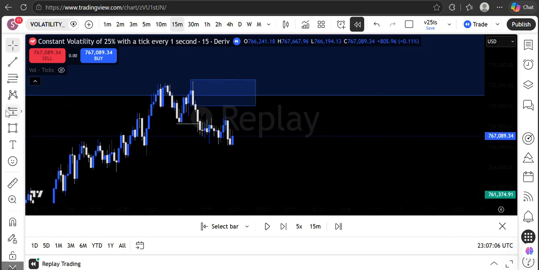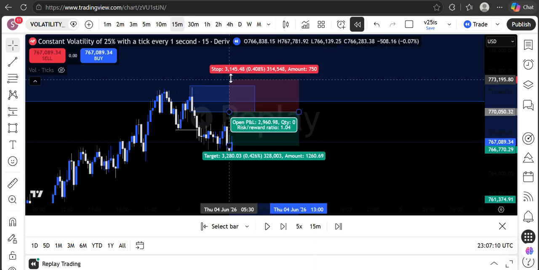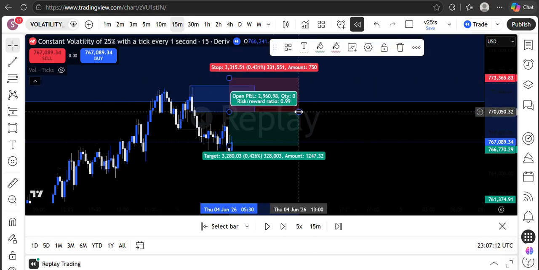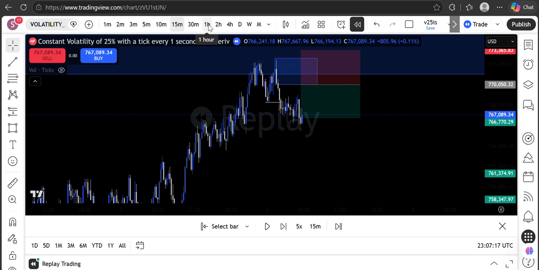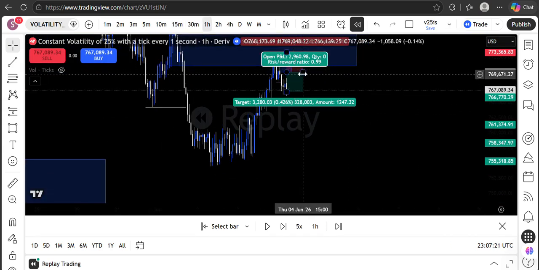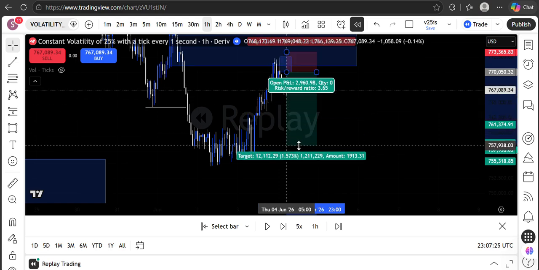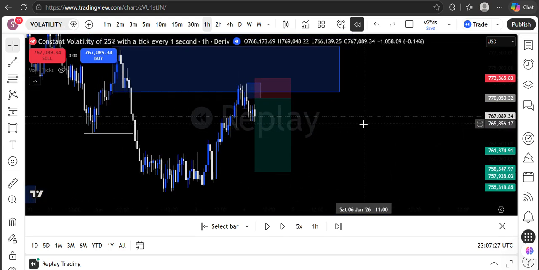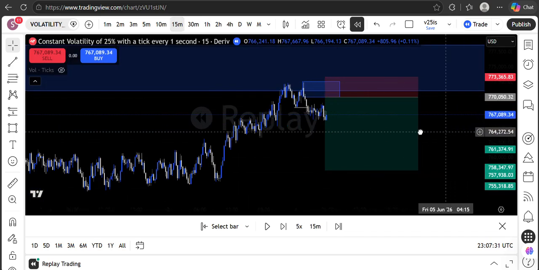So let's take our tools. So this is our entry, and then we'll put our stop loss, of course, above this. And then where would have been our target profits? Let's come to our 1 hour time frame. Okay, so this would have been our target here. This is where we would have been targeting. Okay, this is our target. So let's go back to our 15-minute time frame.